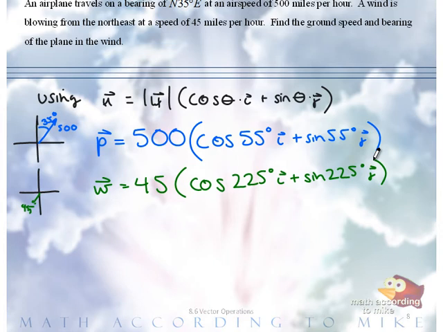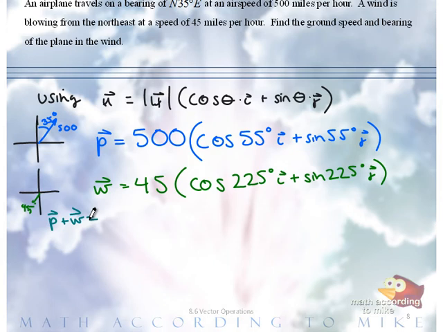So here's the thing. We're going to find vector P plus vector W. Vector P plus vector W would result from adding these two vectors up. On the left, we have vector P plus vector W. On the right, we add these guys here. Notice we would have like terms. If we distributed 500 through, we get 500 cosine 55 degrees vector i plus 500 sine 55 degrees vector j. And something very similar for the second one.